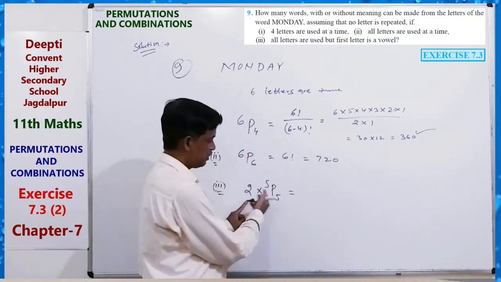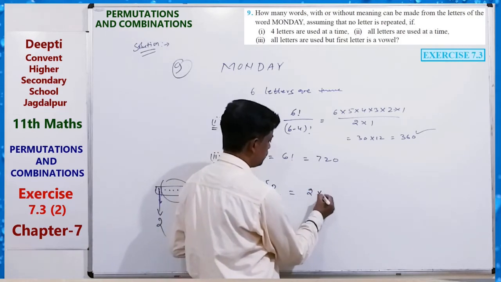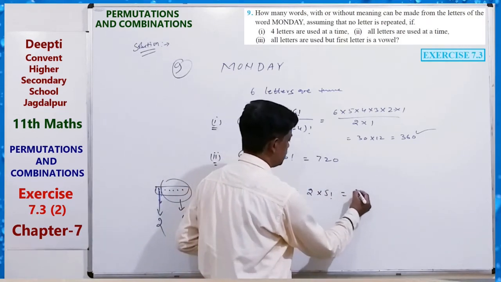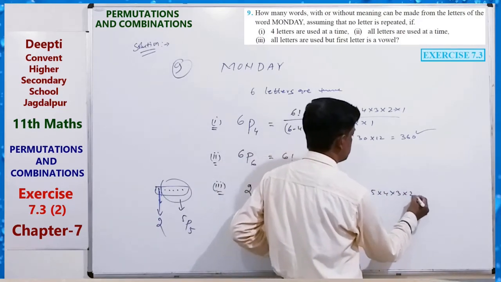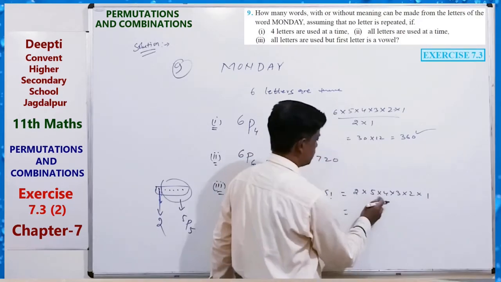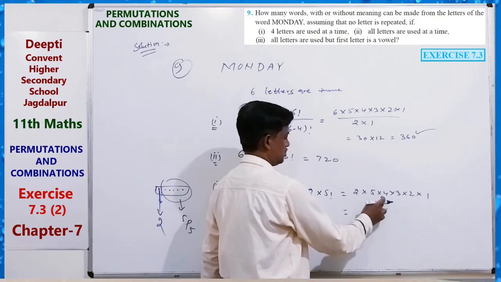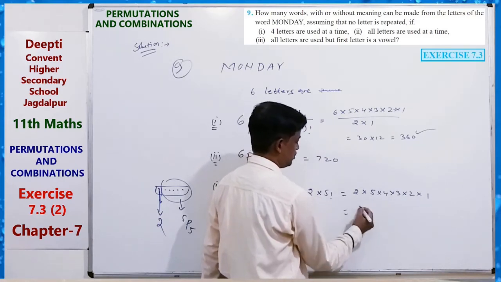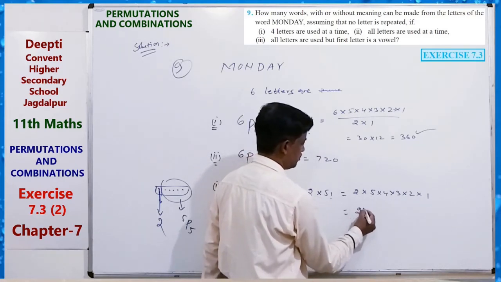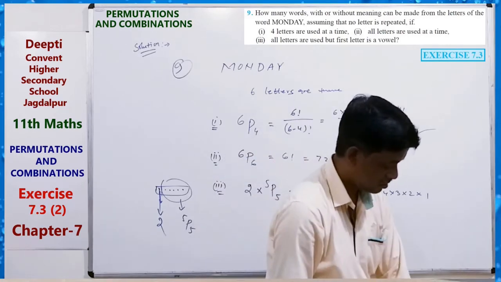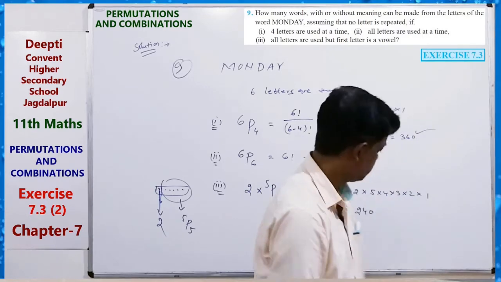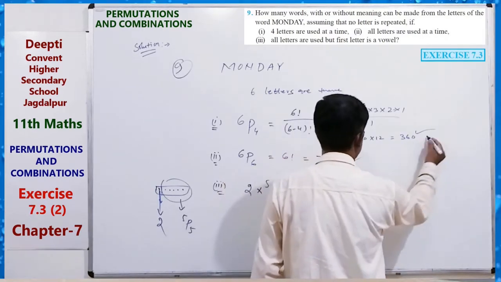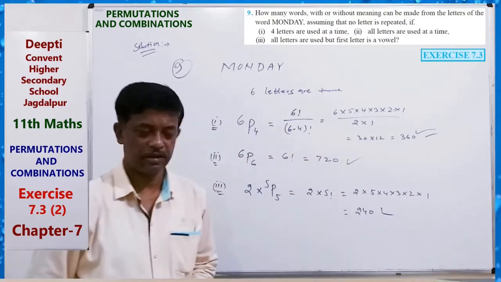And this, 2 into 5 factorial, means 2 into 5 into 4 into 3 into 2 into 1, which is 240. So 240, 720, 360. Okay, these are the answers.